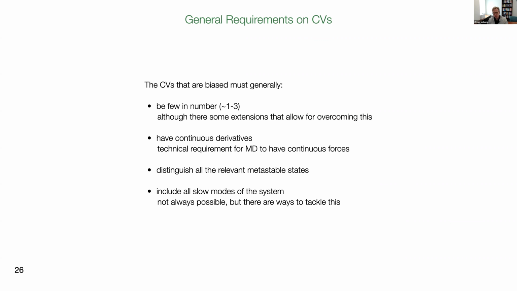When we use this method for molecular dynamics, we must have continuous forces. That means that these collective variables must have continuous derivatives with respect to the atomistic coordinates. Because when we use them in molecular dynamics, we need to calculate the biasing force, and for that you need to use the chain rule, and at the end you need to calculate the derivative of this collective variable with respect to atomistic coordinates, and that has to be done in a smooth way. This is, for example, why we use a switching function when we use anything that is a coordination number.